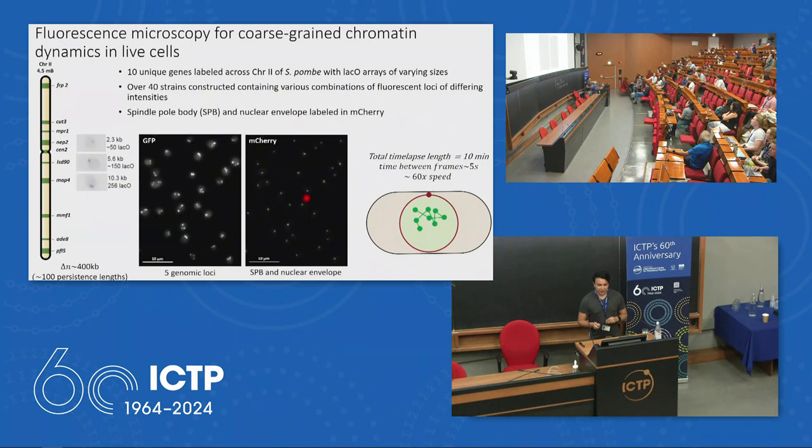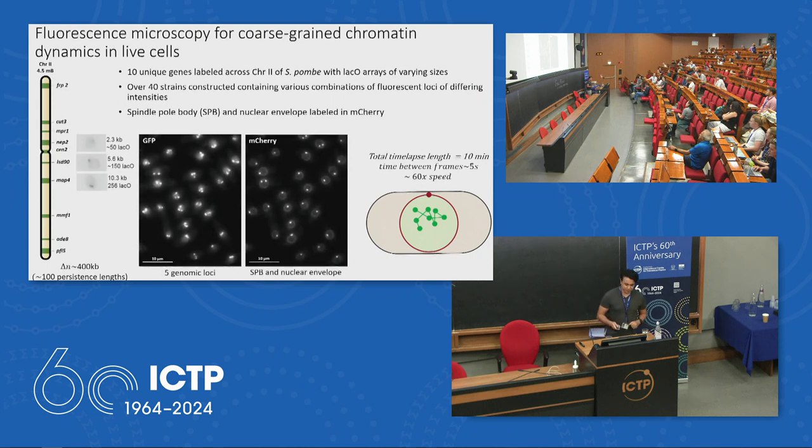And then on the right here, once it resets, there you go. So mCherry obviously has a bit of a bleaching problem, but you can see the nuclear envelope label around these nuclei, and then you can watch our spindle pole bodies oscillate back and forth.